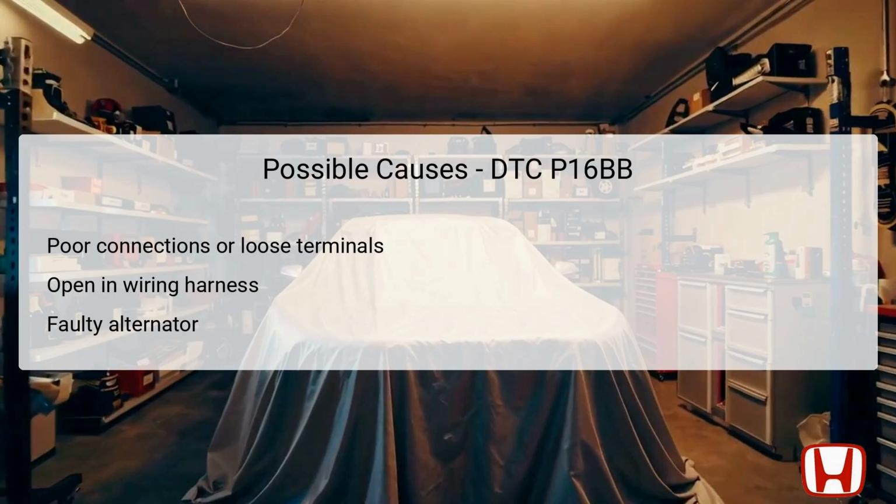Second, an open in the wiring harness, specifically between the alternator and fuse relay box, can lead to compromised connectivity, resulting in low voltage readings. Inspecting wire conditions and continuity in this section is fundamental to resolving the code. Third, a faulty alternator may itself be incapable of generating sufficient voltage, mandating its replacement if found defective during testing. Diagnosing the cause accurately will ensure the resolution of not just the code, but potentially prevent further electrical issues down the line.